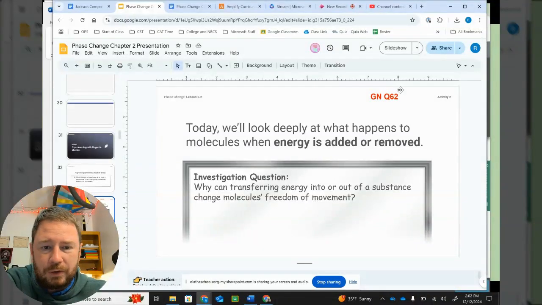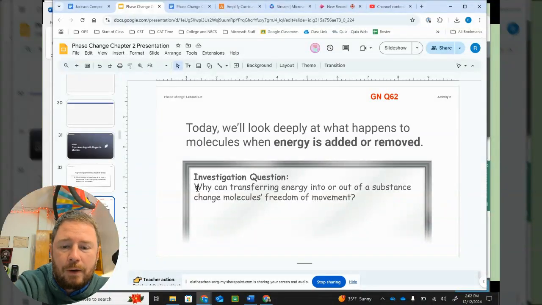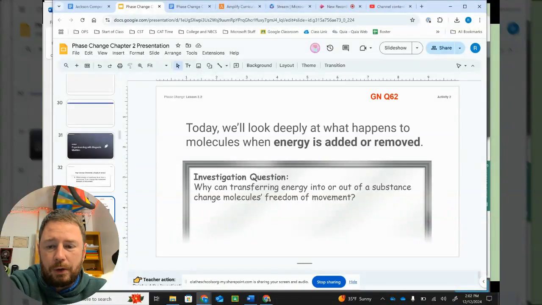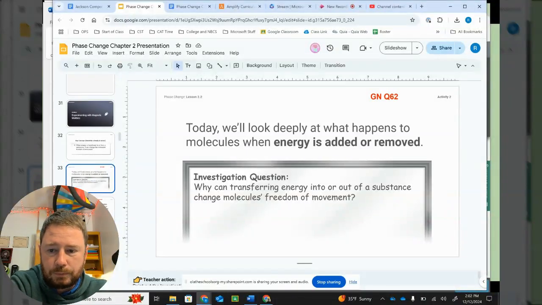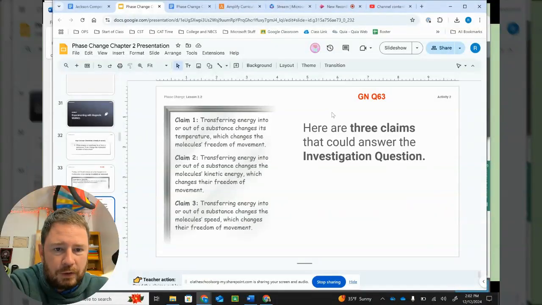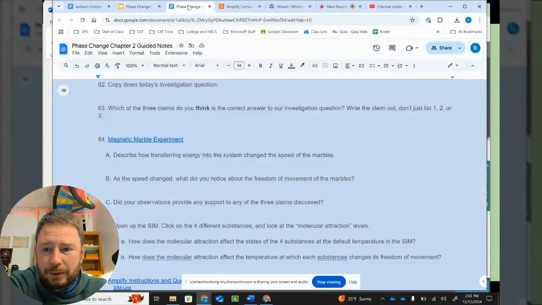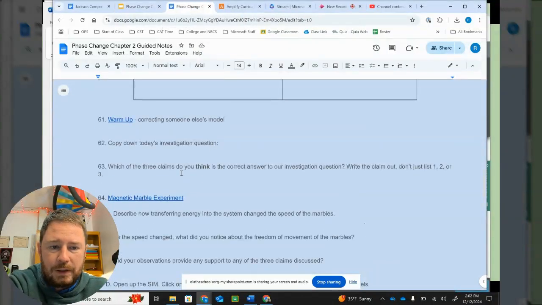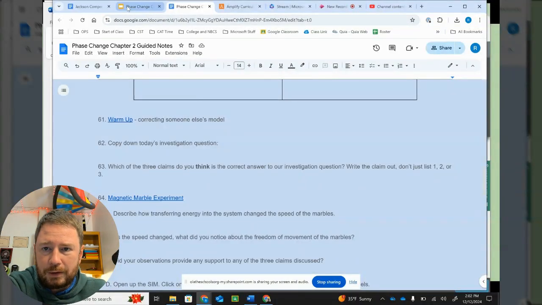So, question 62 is about our investigation question. Why can transferring energy into or out of a substance change the molecule's freedom of movement? 63, we have three claims of what could possibly answer our investigation question. I want you to write out which claim you think is the correct answer.